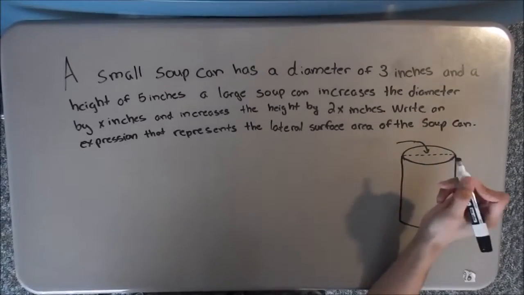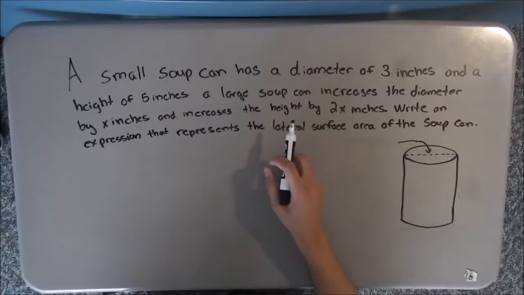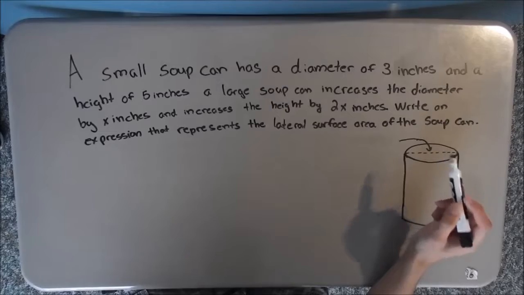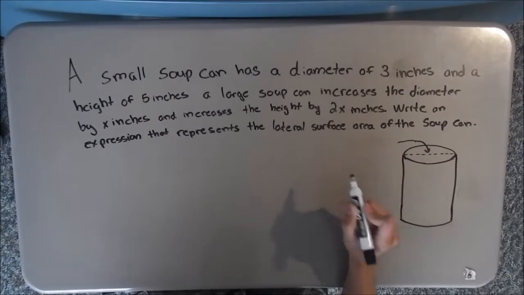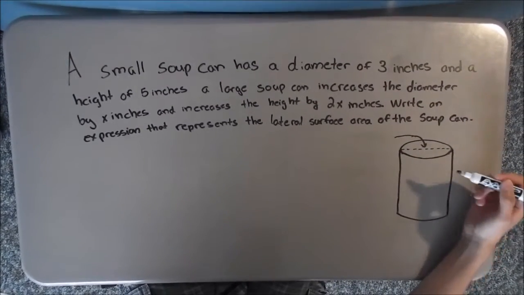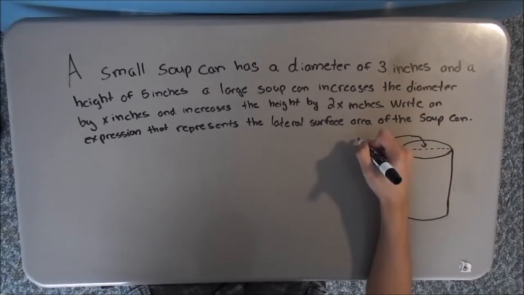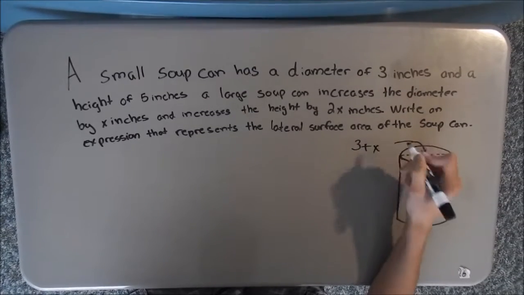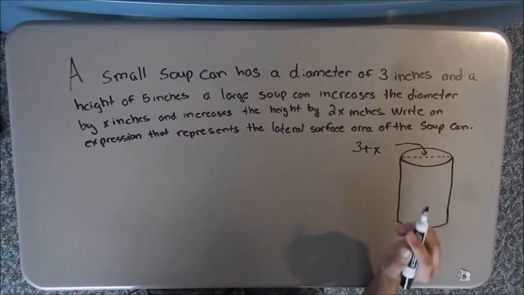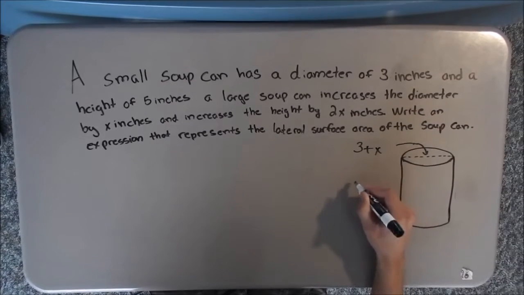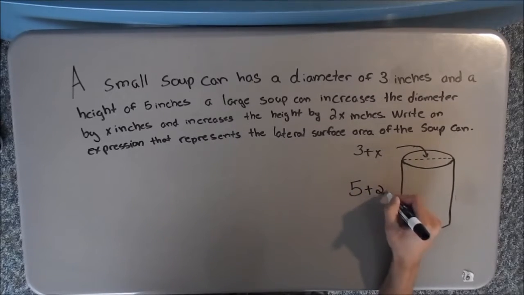Hey guys, if you want to try out the problem for yourself, go ahead and pause this video. A small soup can has a diameter of 3 inches and a height of 5 inches. A large soup can increases diameter by x inches and increases the height by 2x inches. Write an expression that represents the lateral surface area of the soup can. So here I already drew out the soup can, and the diameter, as they said, of the large soup can was 3 plus x inches. And the height of the large soup can, they said, was increased by 2x inches. So it was already 5 inches, so we add 2x.